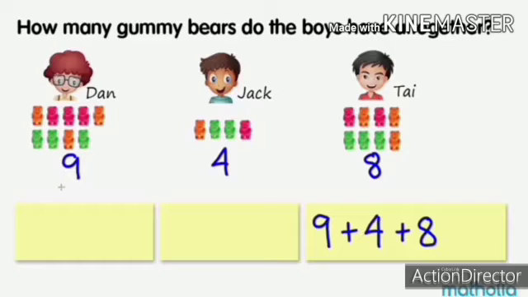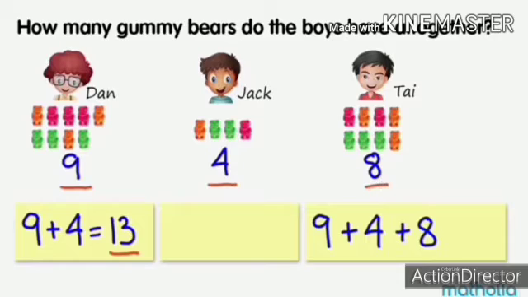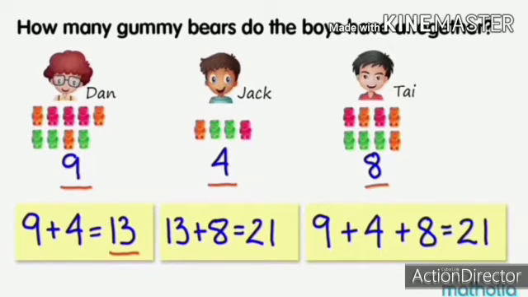Let's add the first two numbers, that is 9 and 4. 9 plus 4 is equal to 13. Still we have another number also. Let's add the sum of 9 and 4, which is 13, to the third number 8. So 13 plus 8 is equal to 21. Thus we say 9 plus 4 plus 8 is equal to 21. There are 21 gummy bears.